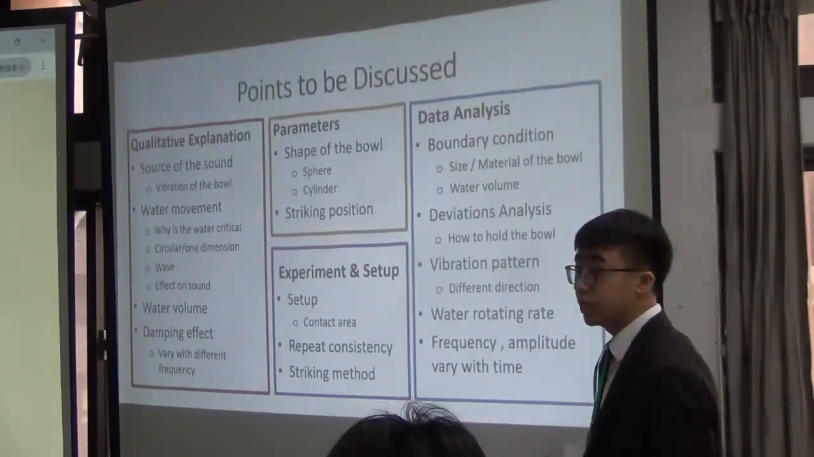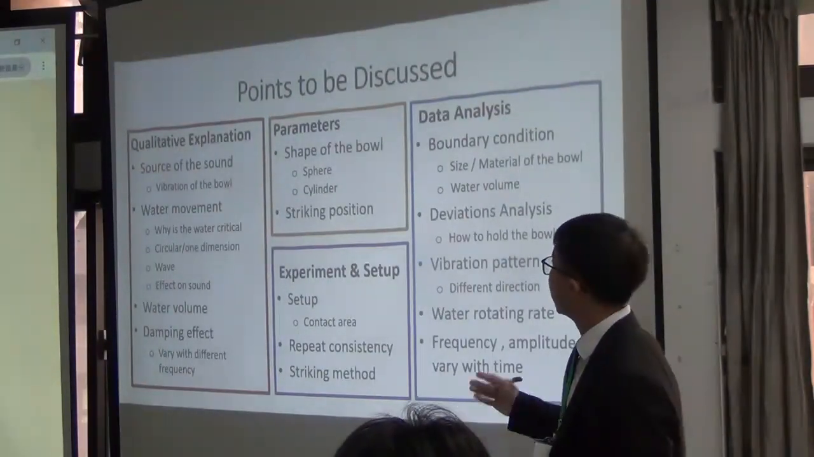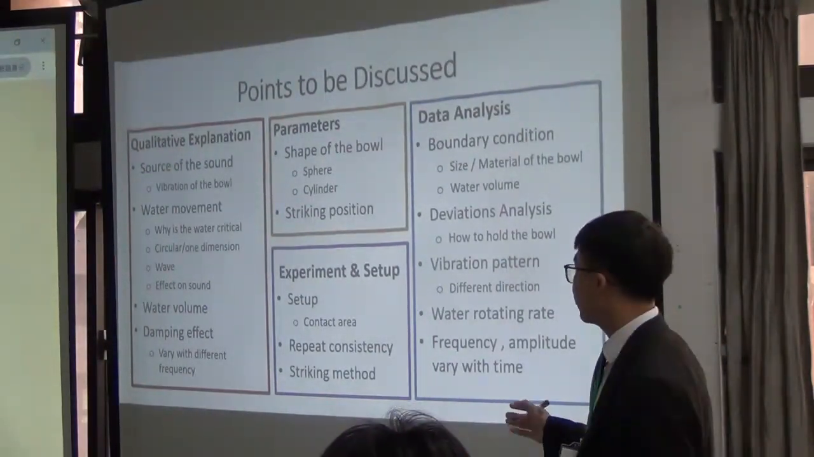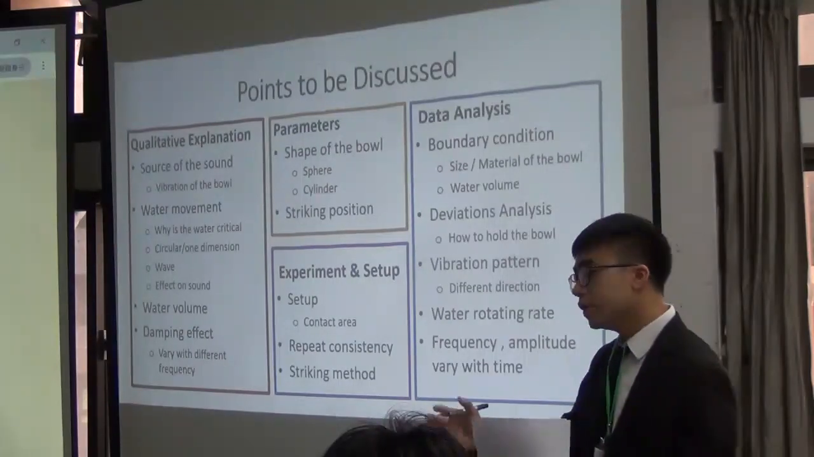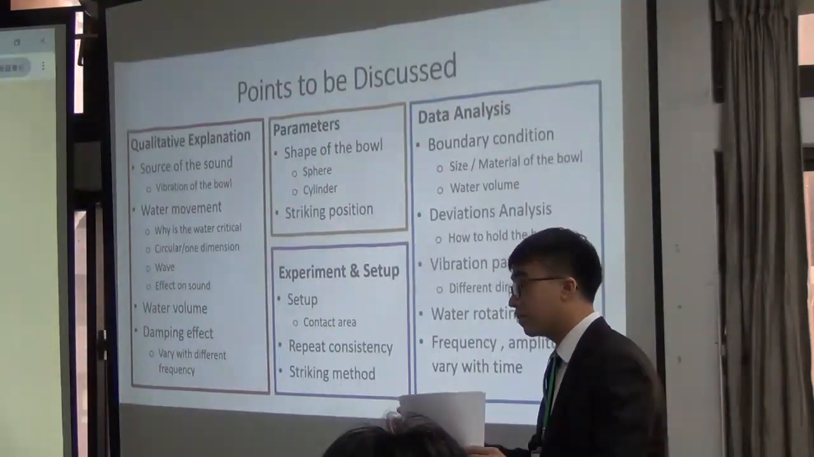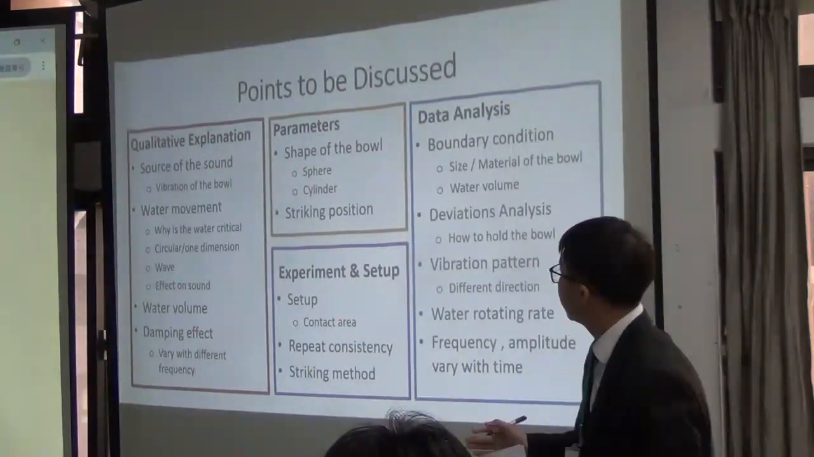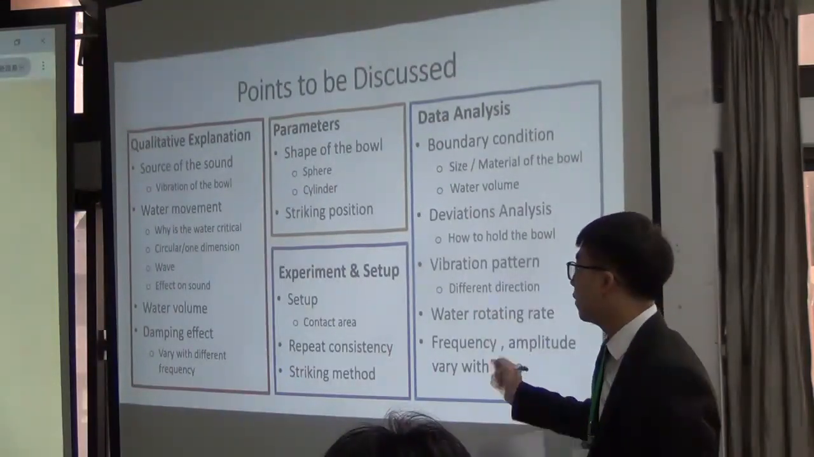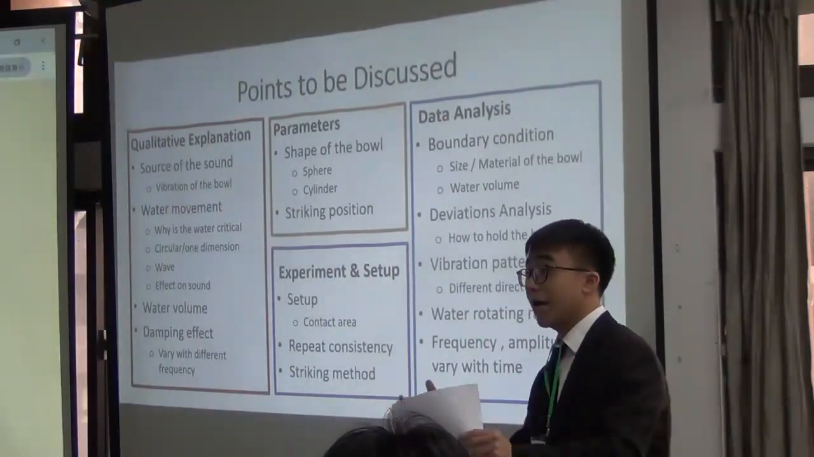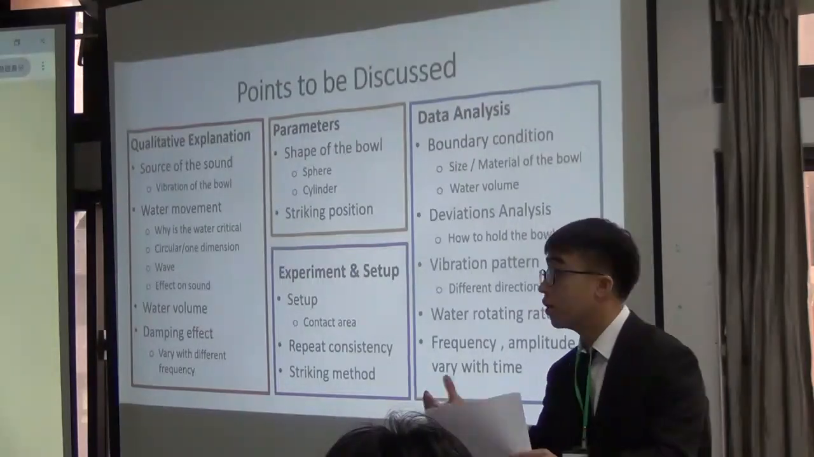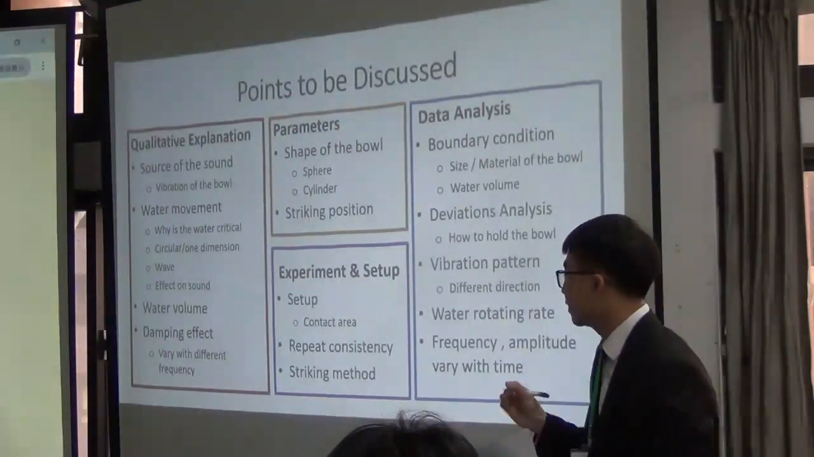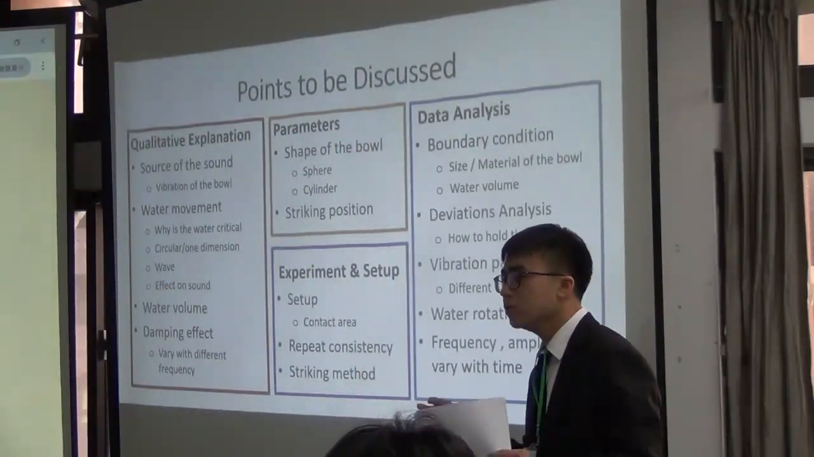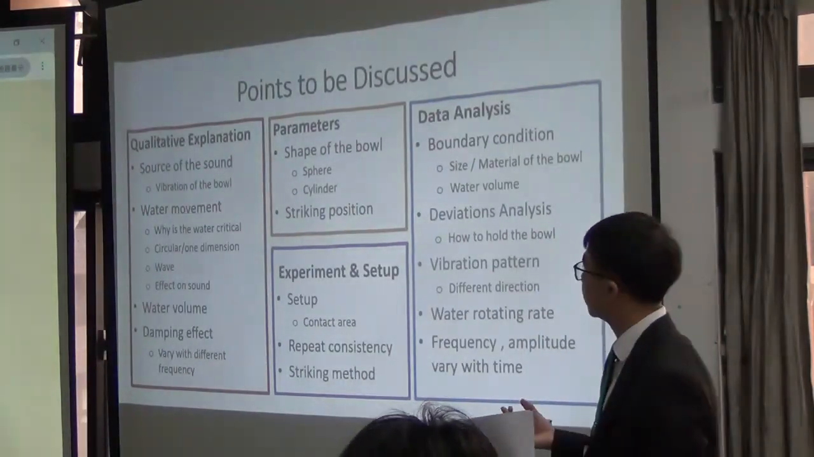The second one is our parameters, which is the shape of the ball, and this includes spheres and cylinders. And of course, how different striking positions on the side of the ball affect the phenomenon. Third is the experiments and setup. For the setup, we want to discuss the contact area on the surface of the shaker, the repeat consistency and different striking methods. How do they influence the experiment?